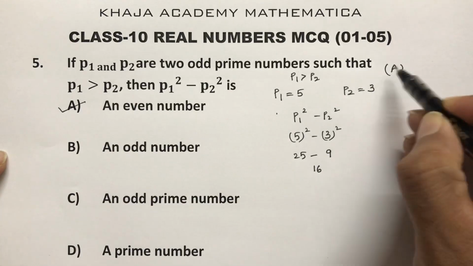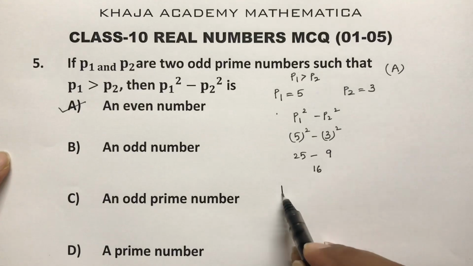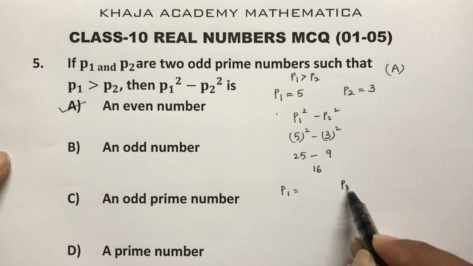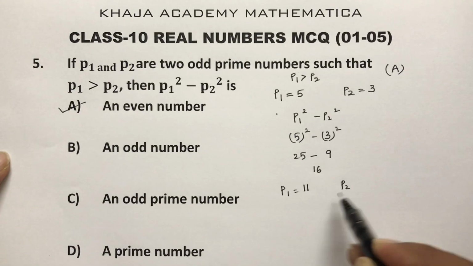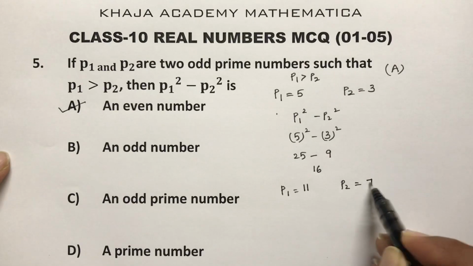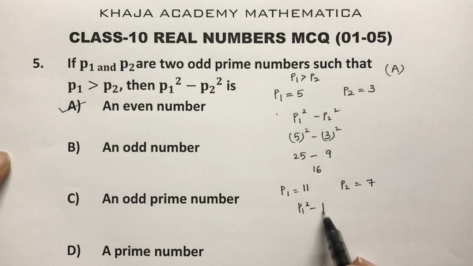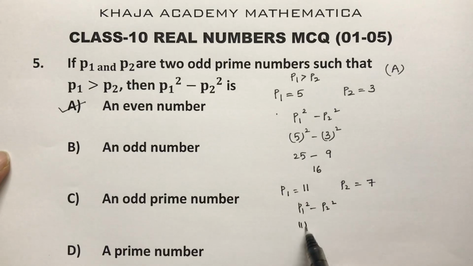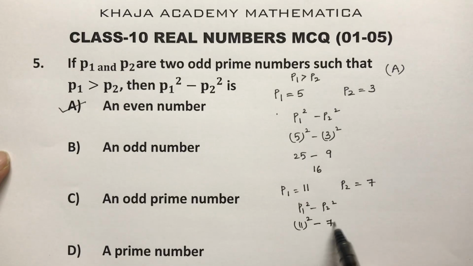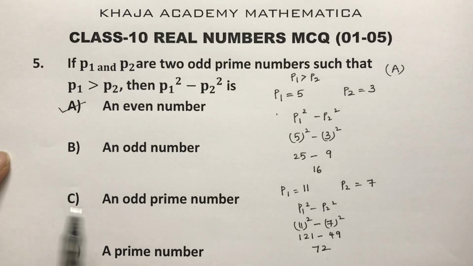Take one more example and check. P1 you take 11 and P2 you can take 7. So P1 square minus P2 square. 11 square minus 7 square. 121 minus 49 is 72, which is an even number. So the correct option is A.